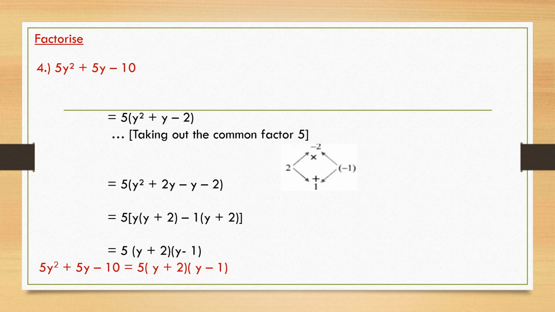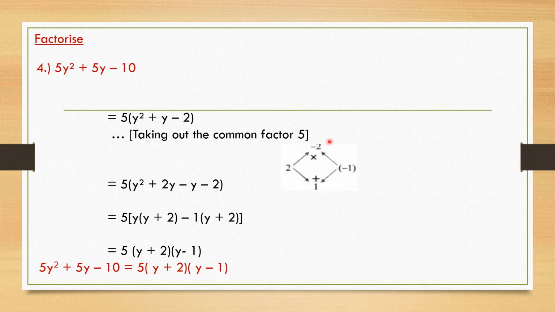Fourth sum. Now in this sum, we see it is 5y squared plus 5y minus 10. Before starting to solve this sum, we'll take 5 common outside. Now, if we take 5 common outside, our expression will change to 5 multiplied by y squared plus y minus 2. Now we'll keep this 5 as it is and we'll work with the expression that is inside the bracket. So the expression inside the bracket is y squared plus y minus 2. So the last constant term is minus 2.